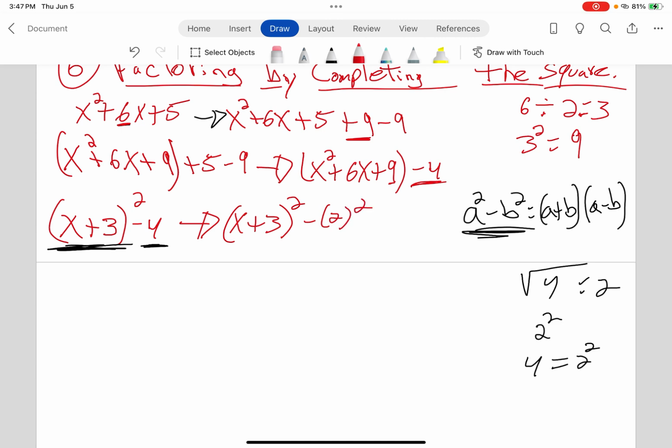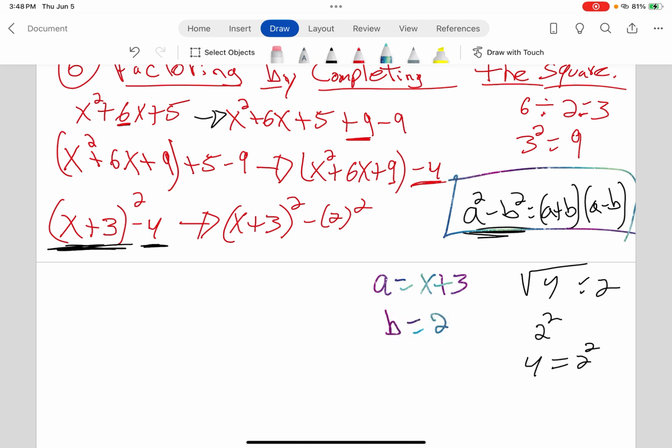And since I have that, now I have something squared minus something squared, and for that reason I can use the formula that says a squared minus b squared is equal to a plus b times a minus b. Now here, which is my a? My a will be equal to x plus 3, because this is the thing that is inside the parentheses, and this is squared. And my b here will be 2, right?